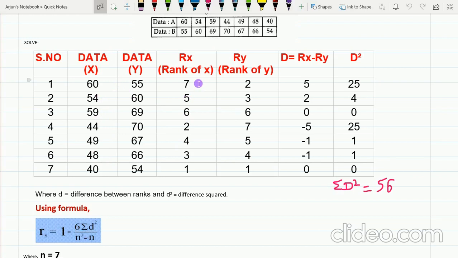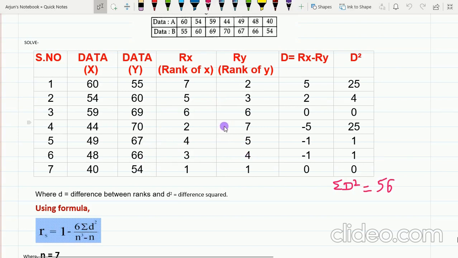In the same way, I am going to give ranks to Y. Because we are taking from small to big, the smallest data is 54, first. After that, 55 second, 60 third, 66 fourth, 67 fifth, 69 sixth and 70 seventh.